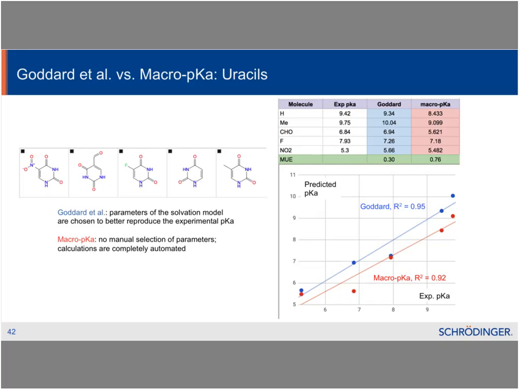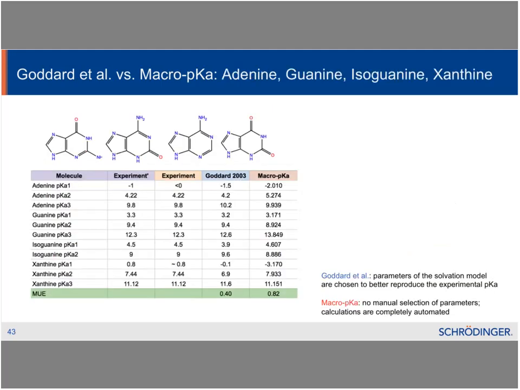Also, don't forget that I mentioned that those manual papers, or papers in which pKa was calculated manually, of course, chose the parameters so that the results agree with the experiment. There are several comments on this in the paper. There's another paper, again, where the parameters were chosen so that the final pKa's agree better with the experiment. And in macro pKa, we don't do any manual selection of parameters or basis sets. Everything is completely automated, and it just becomes a black box method.